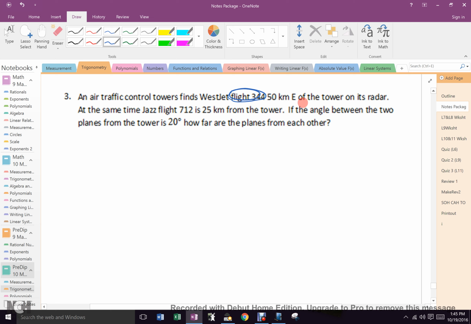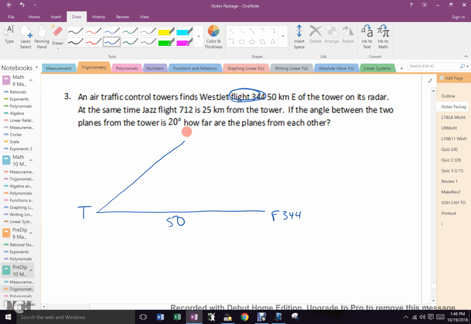Okay? So, there's a plane 50 kilometers east of the tower. Yes? Mm-hmm. So, we have a tower, and where's east when we represent it? Straight to the right, yeah? Fly out to the right. Here's flight 344. Everybody cool? How far away? 50. At the same time, there's another flight 25K from the tower. The angle between the two flights is 20.